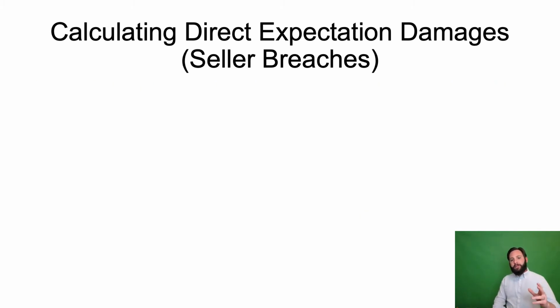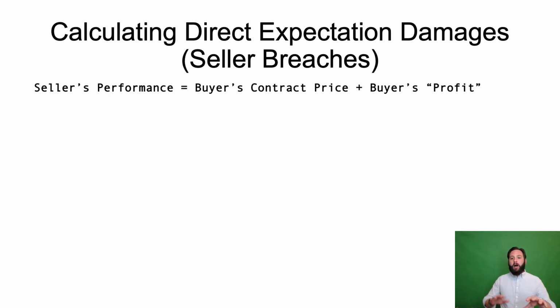Let's next look at the value of a contract from the perspective of a buyer who is suing because the seller breached its promise to sell some good or failed to provide some service to the buyer. Let's go back to that simple formula of contract value, which is going to be price equals cost plus profit. Remember that from the last slide.